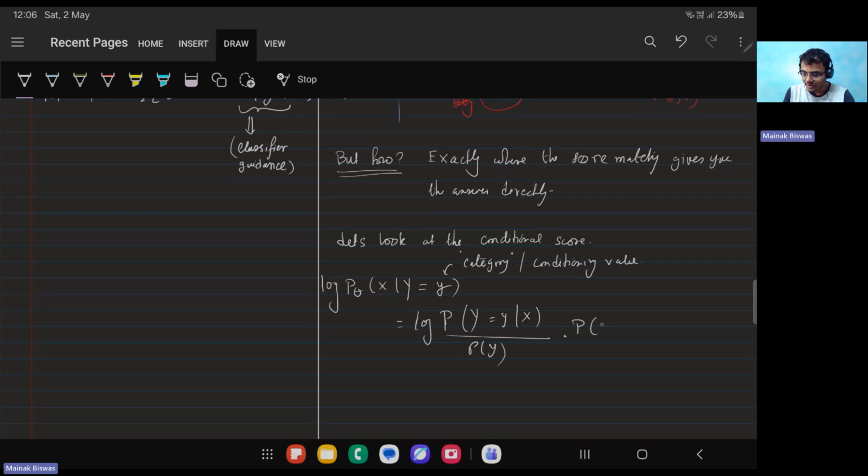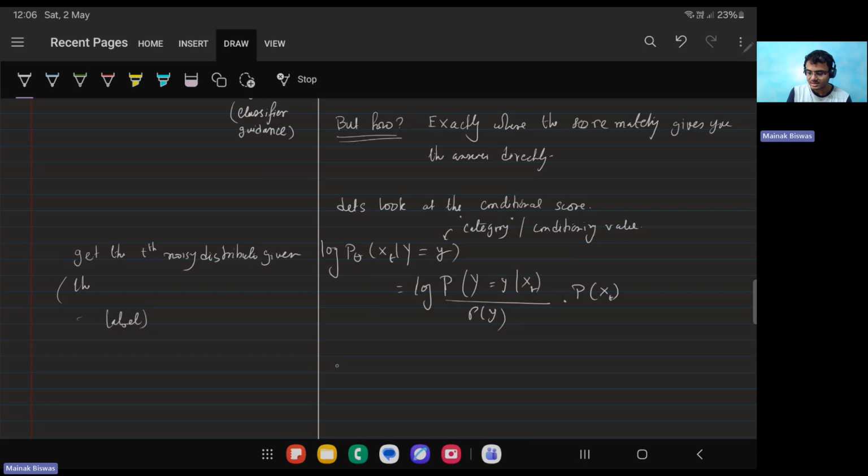As soon as I do this, you'll be telling me, say the tth noisy sample. So we are trying to get the tth noisy distribution given the labels. So now if I write this, this y equal to y is a constant. This is going to remain the same, right? Because this is a marginal distribution. So I can write this as proportional to log of p of y equal to y given xt plus log of p of xt.